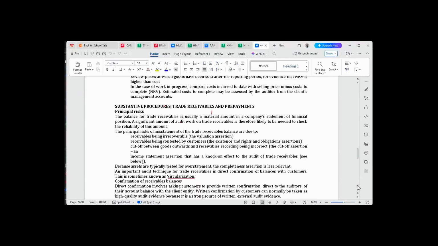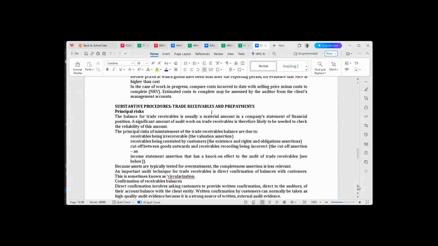But he must do so with the authorization of the client management. The client management must provide support in terms of what? Ensuring that when he's circularizing the customers, the auditor uses the client letter paper, because we need to write to them officially, like a letter, asking them to furnish the balances that they owe the client.